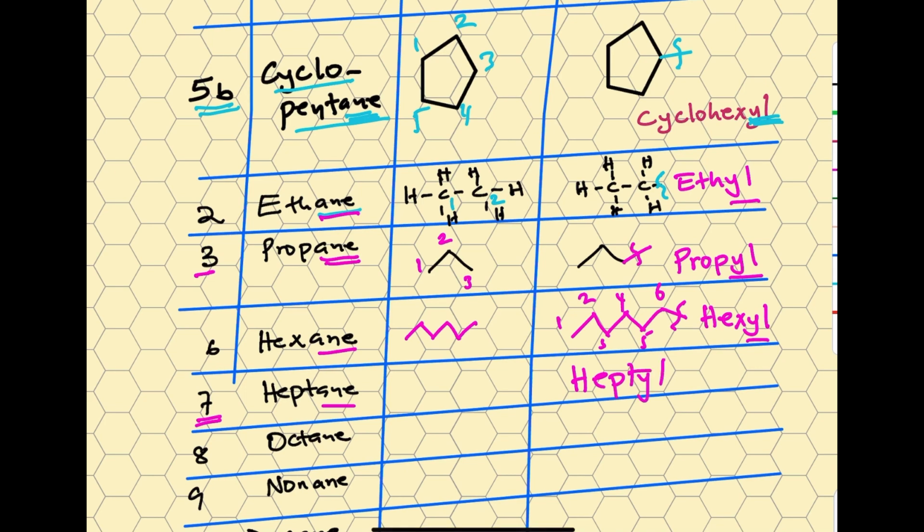Then we can continue with 8 carbons, octane. So remember the octagon, like the stop sign. Octane has 8 sides. Its alkyl group will be octyl. So remember the octagon for octane.